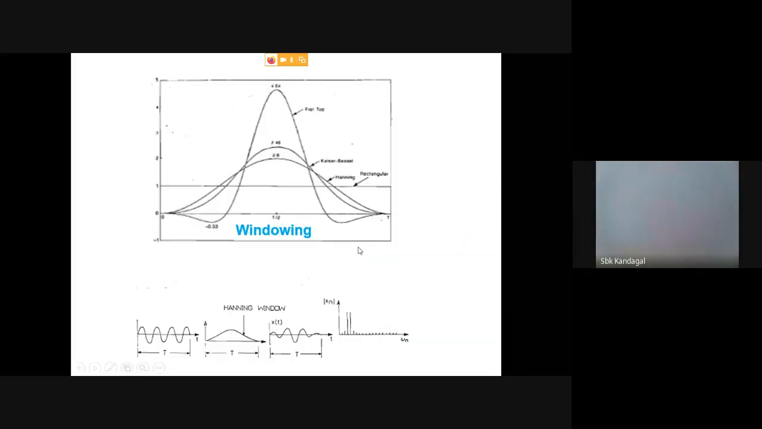So in windowing, we have varieties of windows. We have flat top window, Hanning window, rectangular window, etc. We will not go deep into this, but using the windowing techniques, one can avoid this leakage problem due to the truncation of the acquired data.